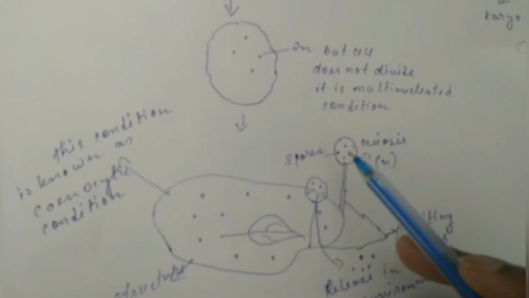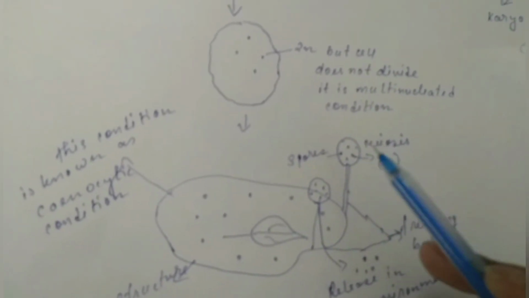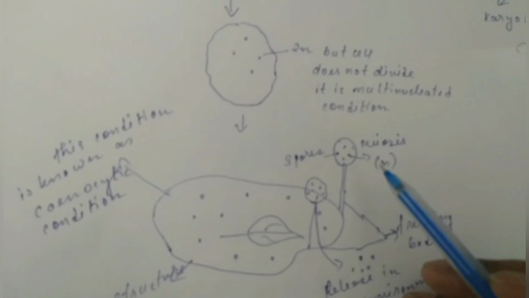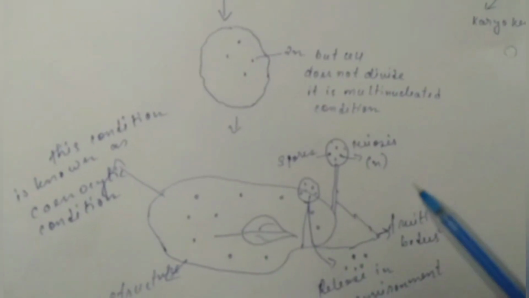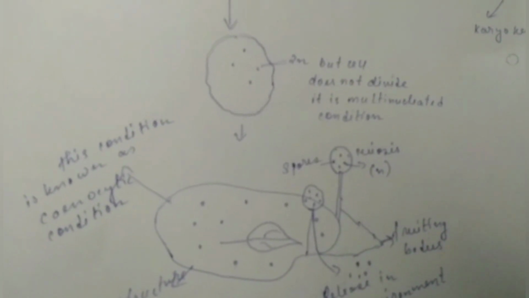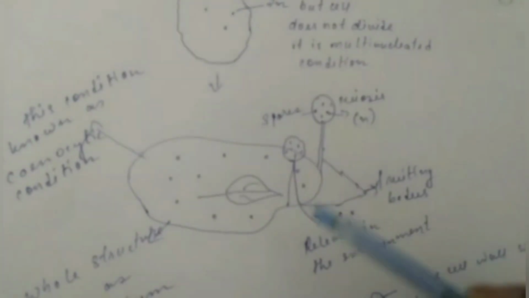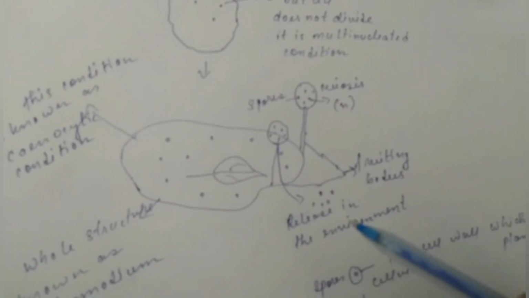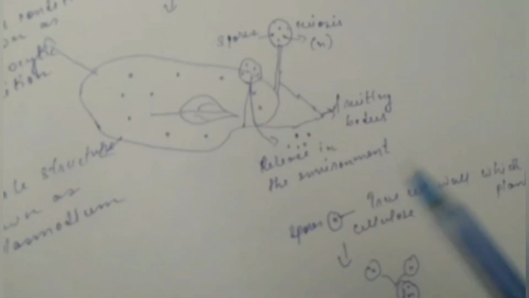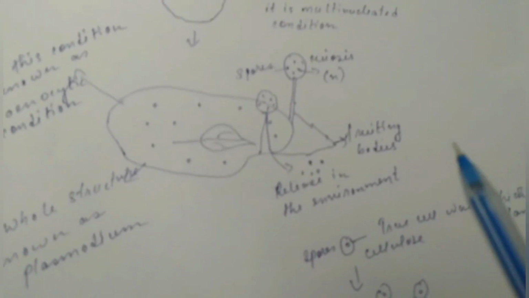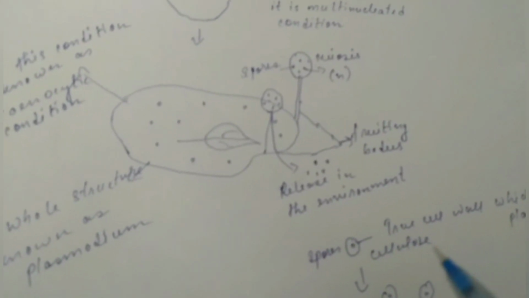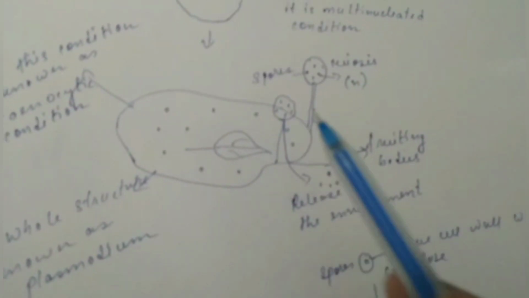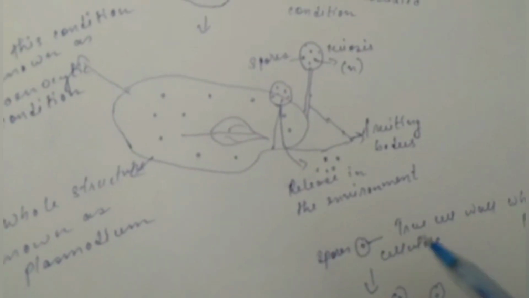These fruiting bodies have spores, which are haploid cells. They undergo meiosis. The spores are released into the environment. As you all know, the slime mold cell is 2N, diploid in nature, but these spores are haploid in nature.